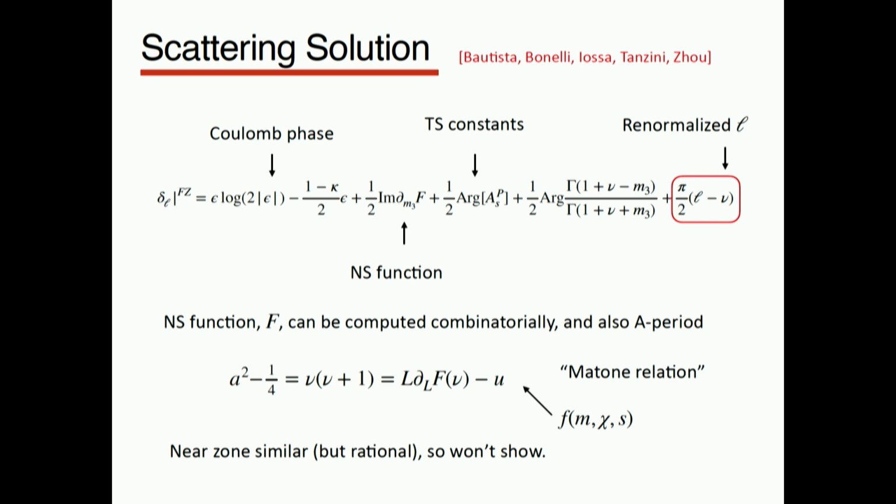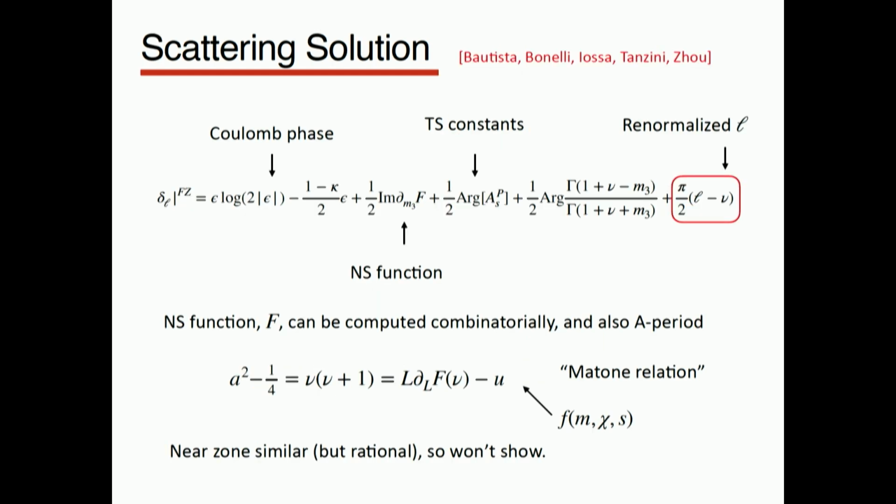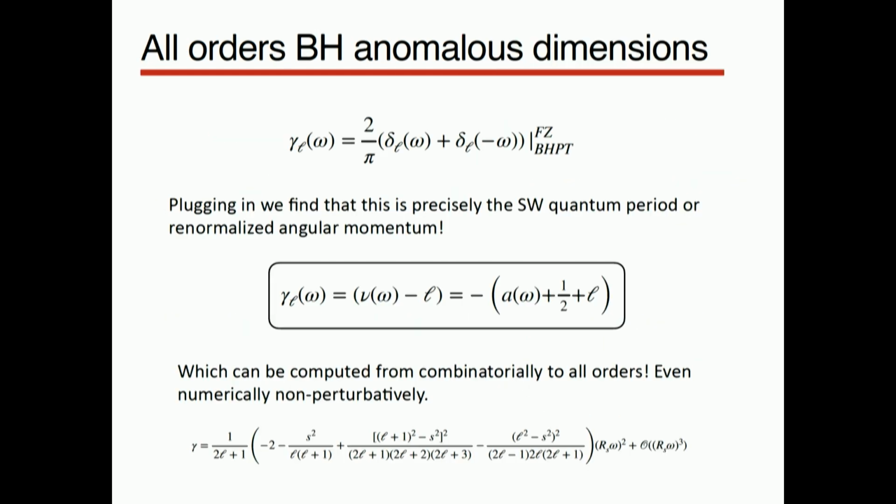Well, you can check that this thing is precisely the quantum A period for this Seiberg-Witten geometry, which again we can compute combinatorially from these NS functions. There are also some formulas for the near zone phase shift, but I won't show them because it's not relevant. And voila, if you plug this formula for the phase shift into this relationship to extract the anomalous dimension, everything cancels except for this last term, and we get that this anomalous dimension precisely replaces the ordinary angular momentum, or the ordinary multipolar number, by this renormalized angular momentum, which is precisely this quantum A period.